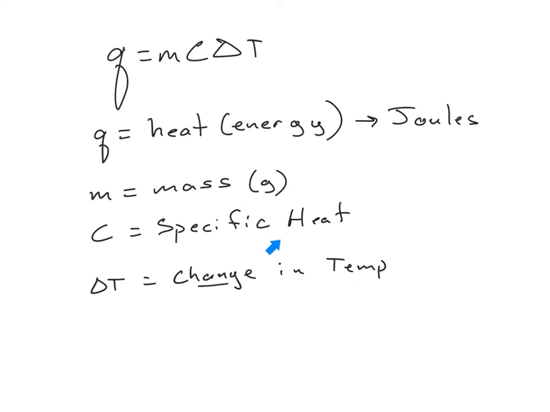C is the specific heat. We use the units joules per gram times degree Celsius, so it cancels out the other units. And then this triangle T, remember that's delta T. That's going to be your change in temperature.